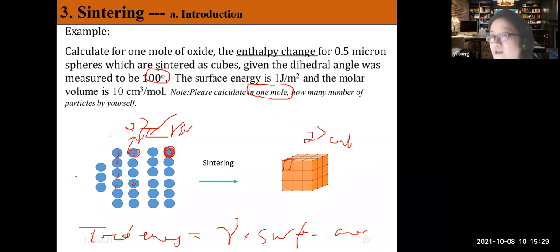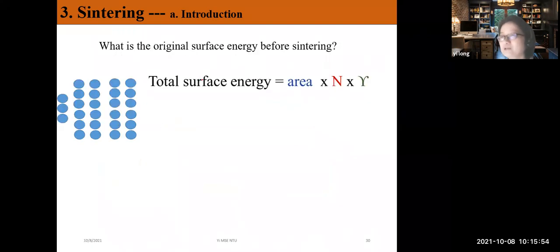But now I have so many. If, for example, I know how many of these particles there are in 1 mole, then you simply multiply the surface energy for one by how many of them there are, correct? You will get the total surface energy in 1 mole. It's not difficult, right? It's just simple math. Okay, now let's start.